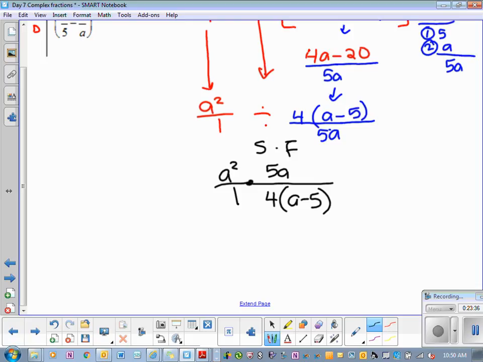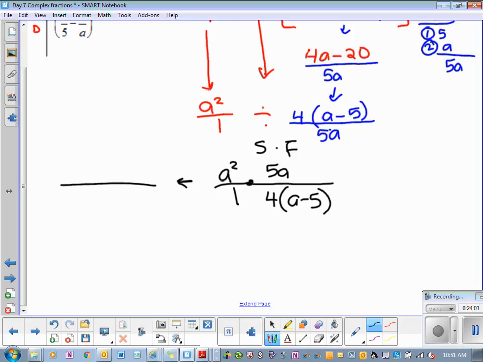And you know, I really shouldn't take this so personally, but I feel a little bit offended when I do all this work and I can't even cross out anything. Right? Because can we cross out anything? No. And that's okay, right? Just because you can't cross out anything doesn't mean that you did it wrong. All right, so then we just have to multiply.